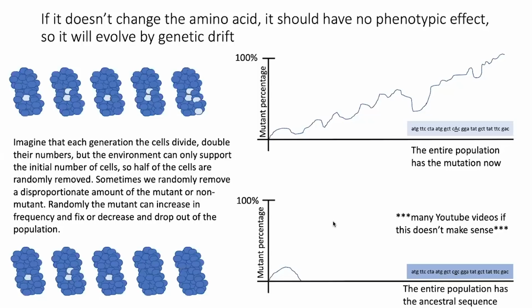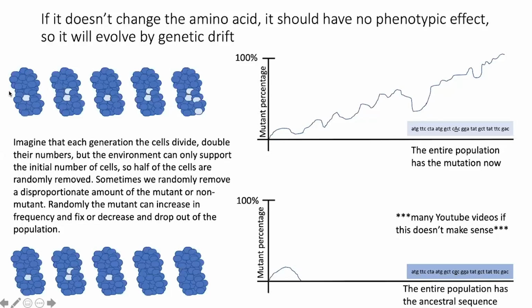And so here's just some text that goes over that. Imagine that each generation the cells divide, they double their numbers, but the environment can only support the initial number of cells, so half of these cells are randomly removed. Sometimes we randomly remove a disproportionate amount of the mutant or non-mutant. Randomly, the mutant can increase in frequency and fix, or decrease and drop out of the population.